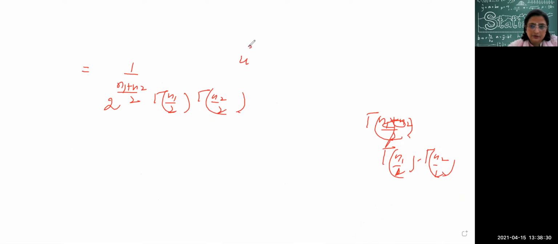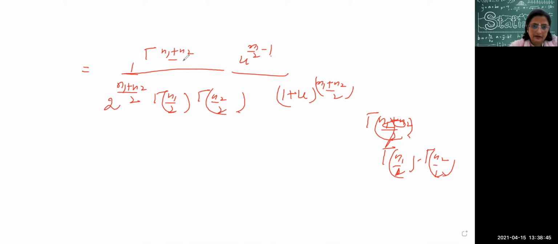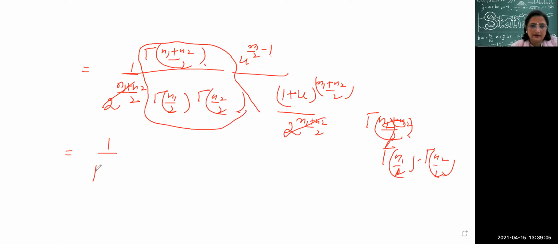So this becomes u raised to power n1 by 2 minus 1 upon, ये सारा डिनोमिनेटर में है, 1 plus u raised to power n1 plus n2 by 2, और Γ आपका ऊपर है, Γ n1 plus n2 by 2, right? So 1 by 2 raised to power, अब यहाँ पे देखिए आपके पास आ रहा है 1 plus u divided by 2 raised to power same power, ये इसके साथ कैंसिल हो जाएगा, और ये जो है ये बन जाएगा बीटा 1 n1 with the parameter n1 by 2 and n2 by 2.